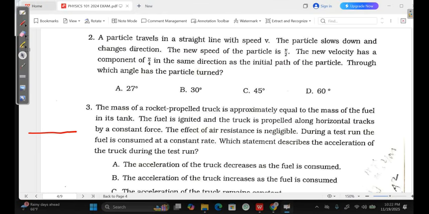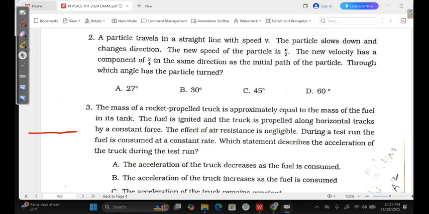A particle travels in a straight line with a speed of v. So we have got a speed of v. Now we are going to assume that this is the initial speed. Let's gather our data here. So the v initial is actually v. Now from the question, I want someone to tell me what will be the v final.